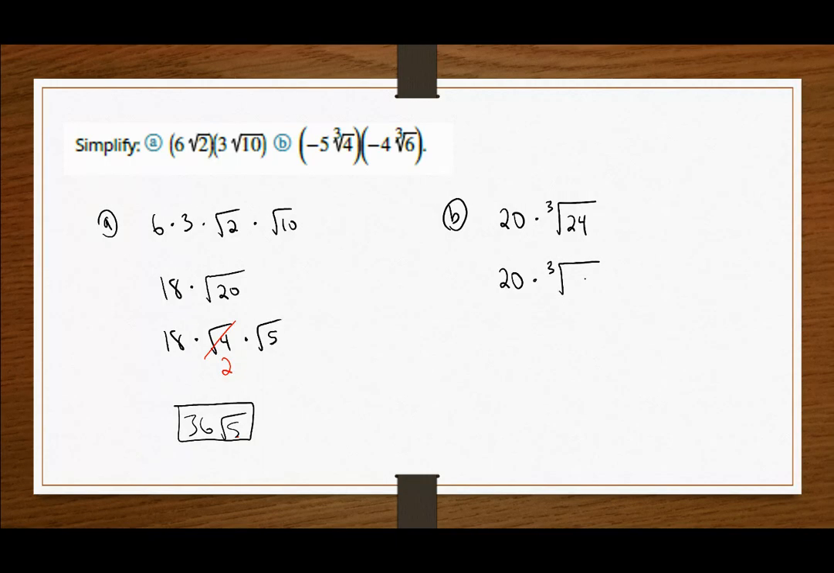The largest of which in 24 would be 8, and my trash factor is 3. So the cube root of 8 reduces nicely to give me positive 2, because that's what we raised to the third power to get back what's under the radical. 2 times 20 should get me to 40 for the coefficient, and cube root of 3 stays underneath the radical. So there we have our solution.